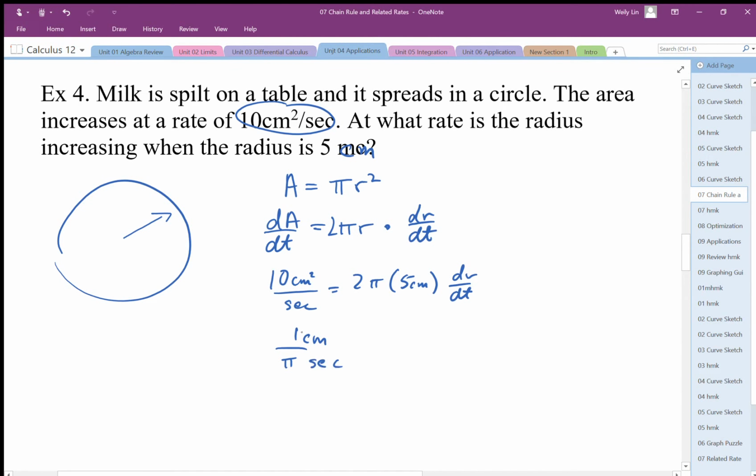Sorry, 1 over pi centimeters per second. 1 over pi centimeters per second change is my dr by dt. Okay, so there it is. And again, notice that the units work out nicely.